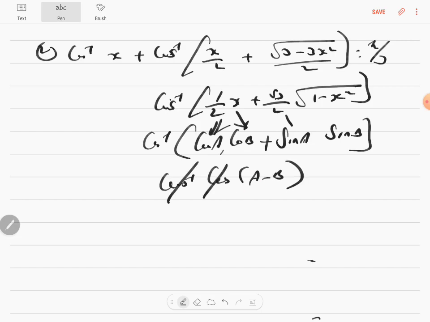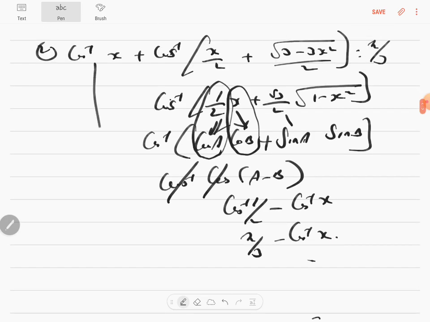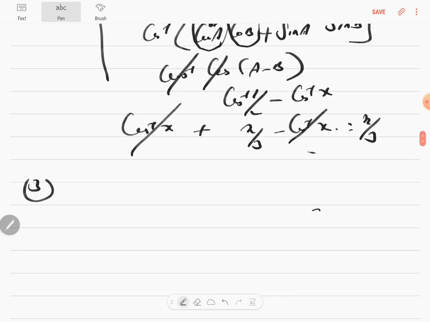What did you assume A as? Cos inverse of 1 by 2. What did you assume B as? B is cos inverse of x. Cos inverse of 1 by 2 is cos 60, which is pi by 3, minus cos inverse of x. You already have this cos inverse of x, which you're going to bring down. Cos inverse of x will get cancelled, hence the answer is pi by 3. Let's go to the third sum.